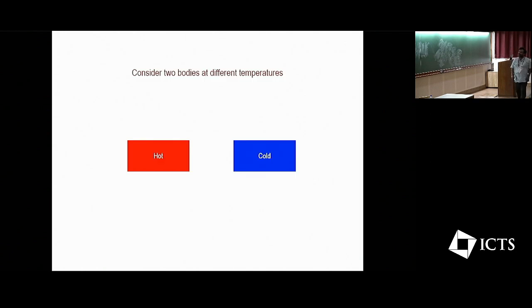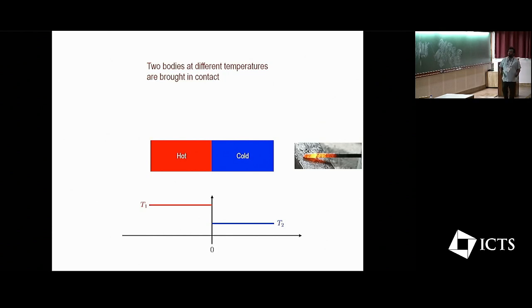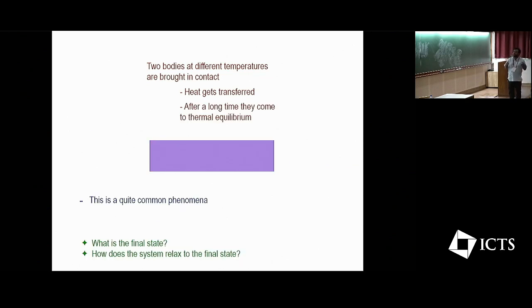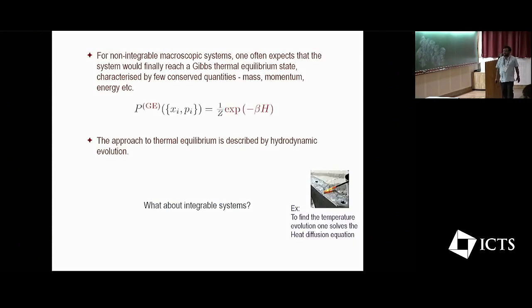Okay. So consider two bodies at different temperatures, and if you bring them in contact, then there will be heat flow across them, and after a long time they come to a thermal equilibrium. This is quite a common phenomenon. And a natural question that you would like to ask is what is the final state, and how does the system relax to the final state?